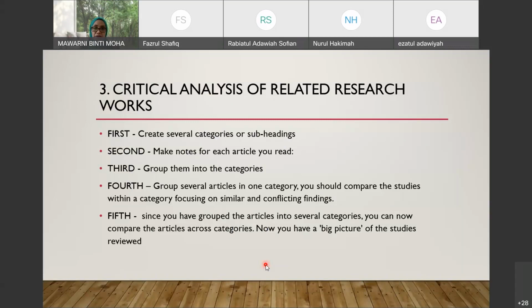So as I said just now, the first part, you create several categories of subheadings. You already have that. And then second, for example, I mentioned leadership styles and job performance. So those are already big headings. Leadership styles, job performance. And number two, you make notes for each article you read, and then group them into categories.